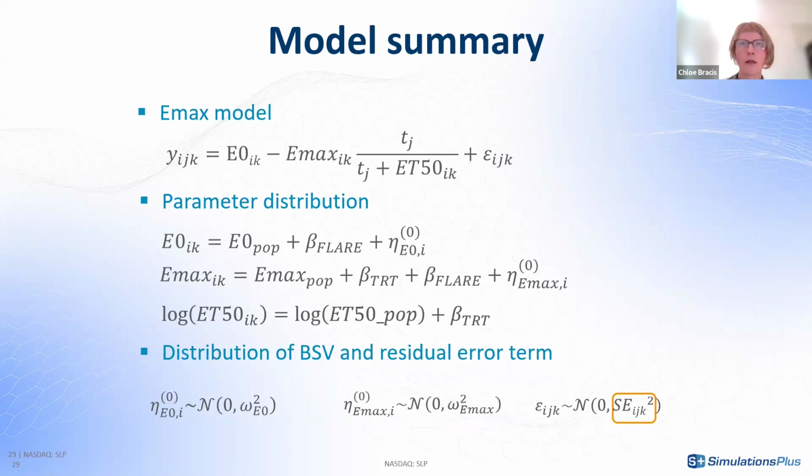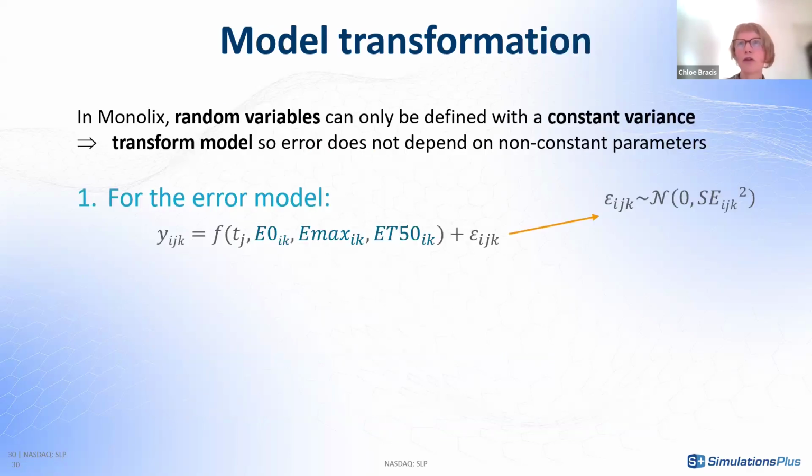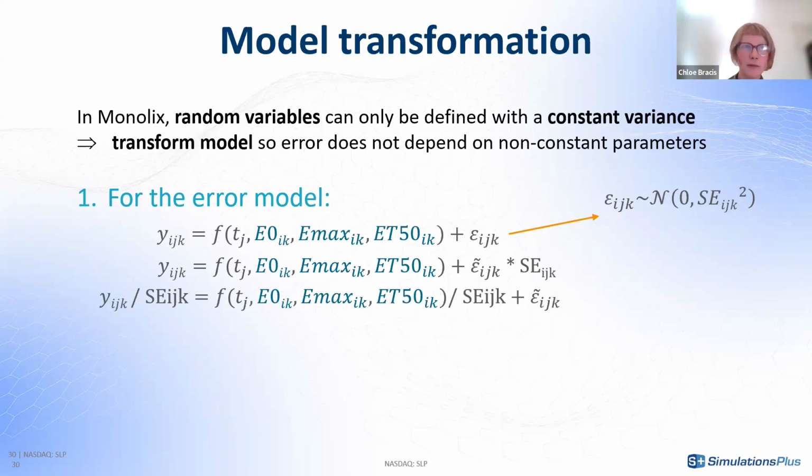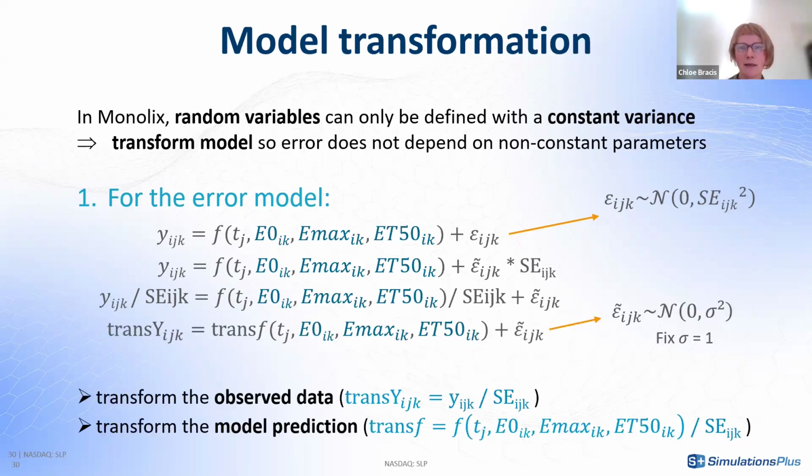So first for the residual error model, again, we need to have our error term defined with constant variance. So we're going to do a transformation. So we'll bring our standard error outside of the random variable. That way we can divide both sides by that. And that gives us our transformation. So we need to transform both our observed data by dividing by the standard error, and in our structural model, we'll need to divide our prediction by the standard error.